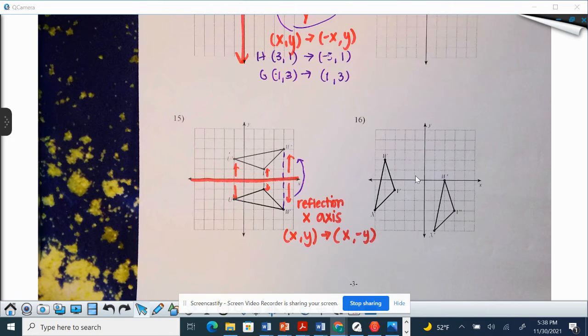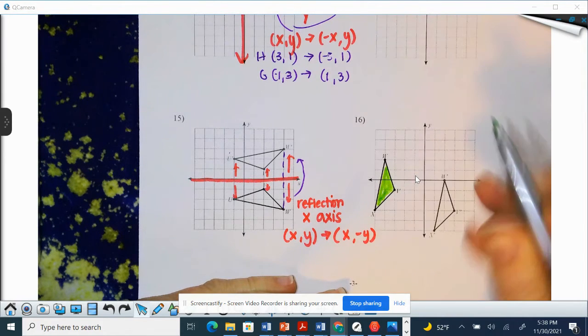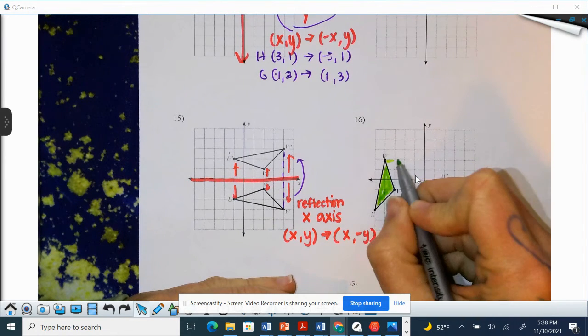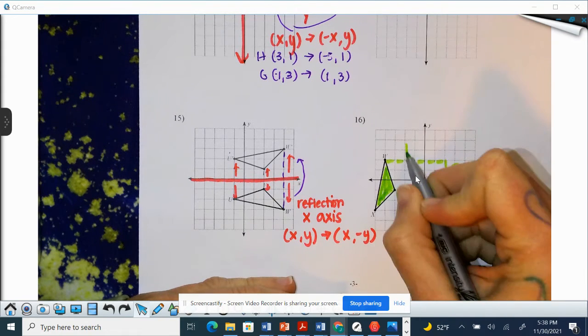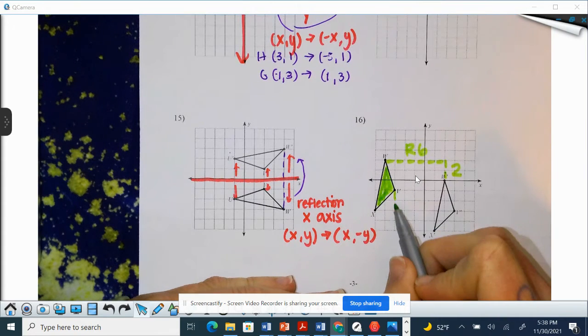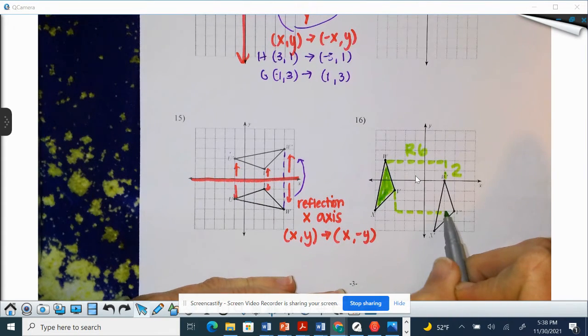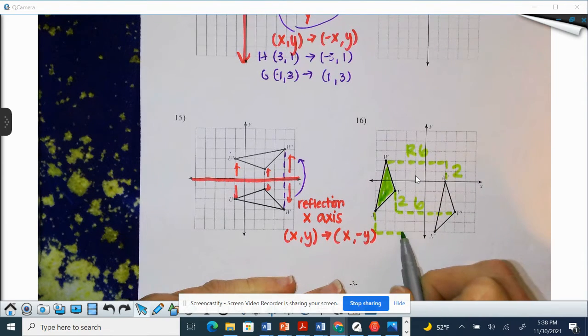Last but not least, number 16, you can see hopefully at this point that this is a translation, that it did slide. Again, make sure you don't make my same mistakes. Identify your starting shape, and it's going to move towards the prime. So 1, 2, 3, 4, 5, 6, down 2. So down 2 to the right 6. Check your V. Down 2, 1, 2, 3, 4, 5, 6, to the right 6, down 2 looks good, and X is down 2, 1, 2, 3, 4, 5, 6.